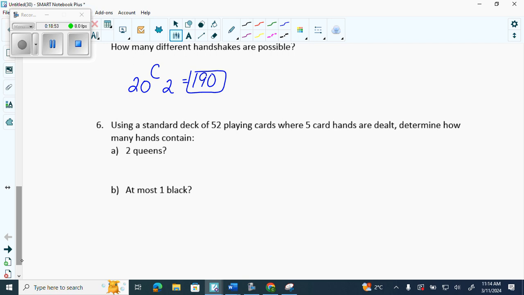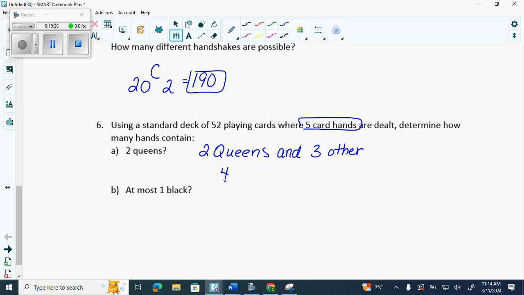All right. 5 card hands are dealt. Determine how many hands have 2 queens. So I need 5 cards, no matter what. Every case needs 5 cards. How many queens are currently here? 2. So I need 2 queens, and I always show my cases. 2 queens and, because I need 5 cards, right? So I need 2 queens and 3 other, or 3 not queens. Anything but queens can work. Yes. So how many queens are there?